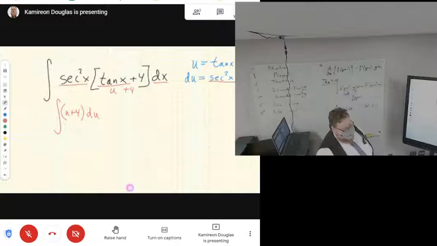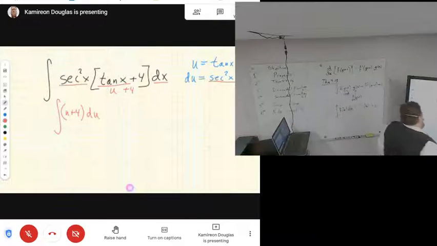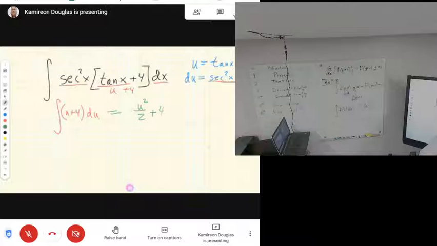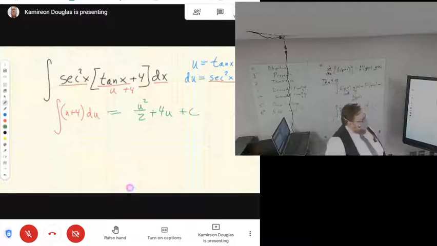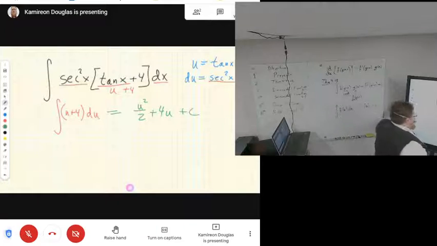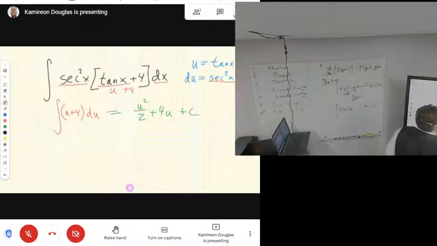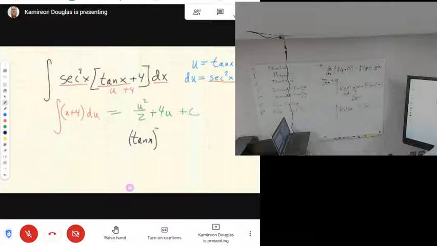When I integrate this function, something unique happens. So integrate, I end up with u squared over 2 plus 4u plus c. Resubstitute back in. Everywhere there used to be a u, I replace back with tangent of x. I end up with tangent of x squared over 2 plus 4 tangent of x plus c.